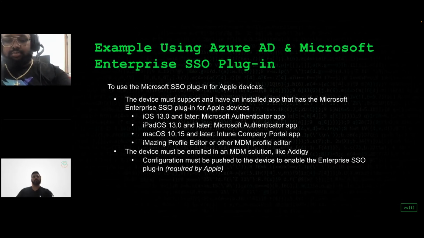The devices must be enrolled in MDM and Adigy. You do not require Intune, and you do not require the Company Portal app to be actually accessed by the end user. Just the installation itself is enough for Microsoft to allow you to be able to use this MDM accessible payload here. So configurations have to be deployed and enabled through the Enterprise SSO plugin that provides the IDP, in this case Azure.